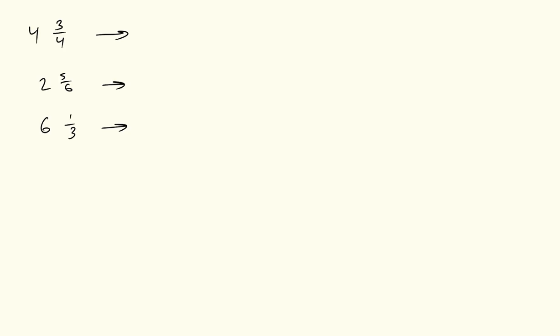4 times 4 is 16 plus 3 is 19 over 4. 6 times 2 is 12 plus 5 is 17 over 6. And then 6 times 3 is 18 plus 1 is 19 over 3.